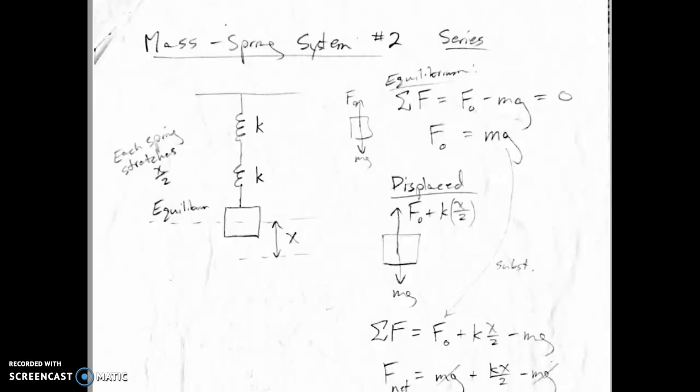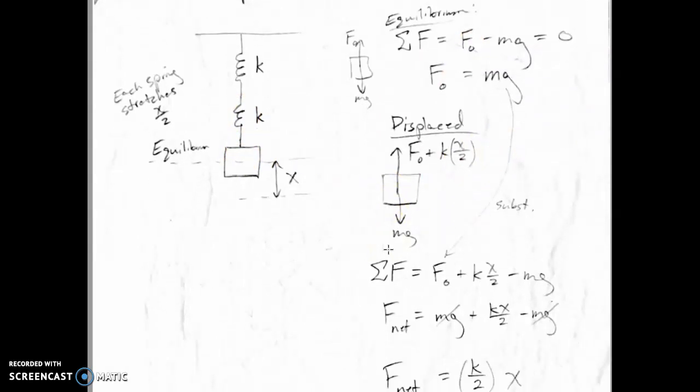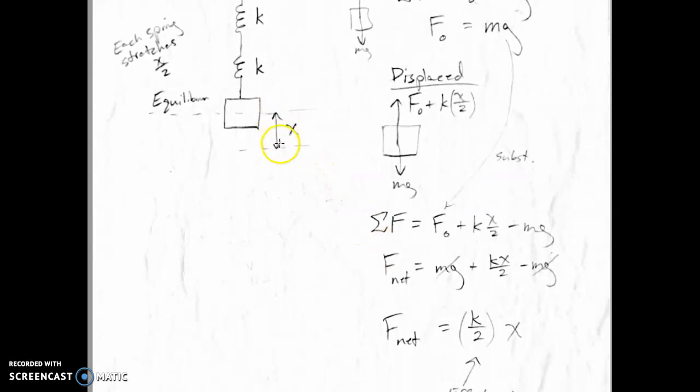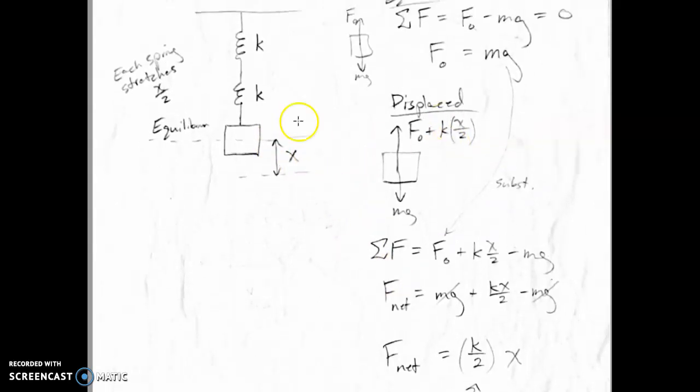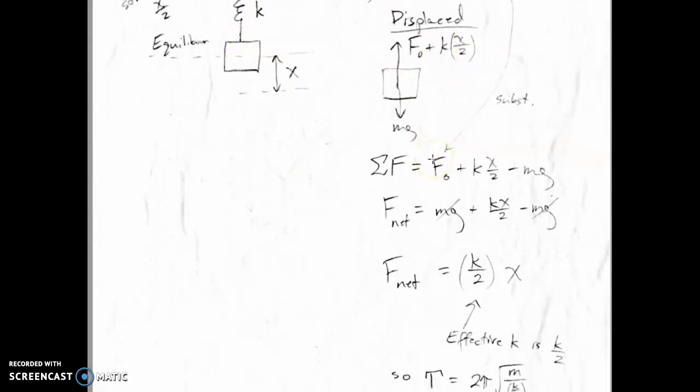Okay, so in this example, again, in equilibrium, the initial upward force is equal to mg, and so Fo equals mg. And then when it's displaced a distance x down, what's interesting is that each of the springs is only stretched by half of x, or x over 2. So you have Fo plus kx over 2 as the force exerted upward only by this spring, because this is the only one that's in contact with the mass. So that's the upward force.